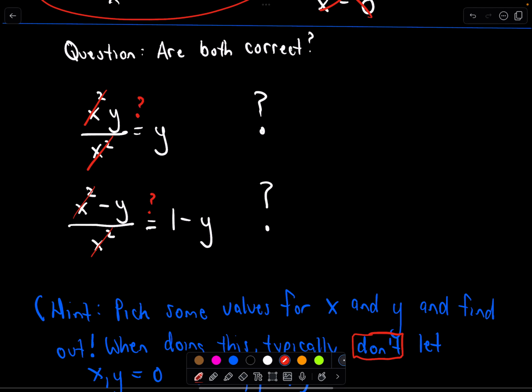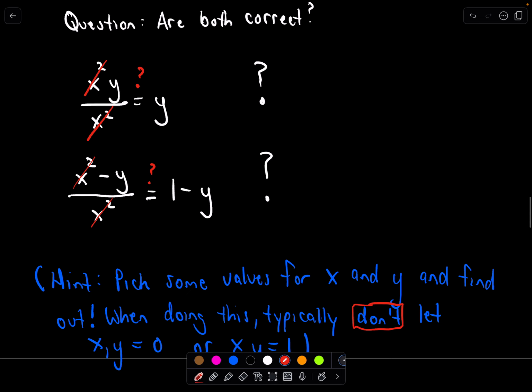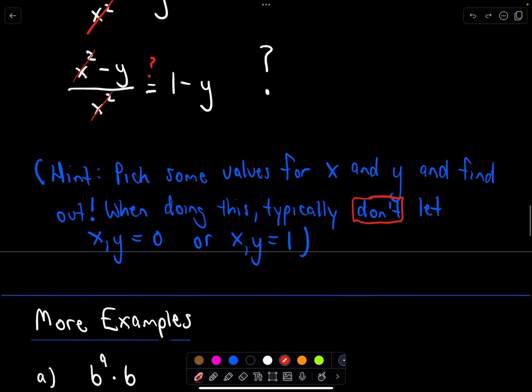I'll let you think about which of those is correct. And maybe they're both correct, maybe neither one. And when you answer that question, think about what would tell you when you can do this cancellation of these common factors. What has to happen, and when should you be careful to not do it?